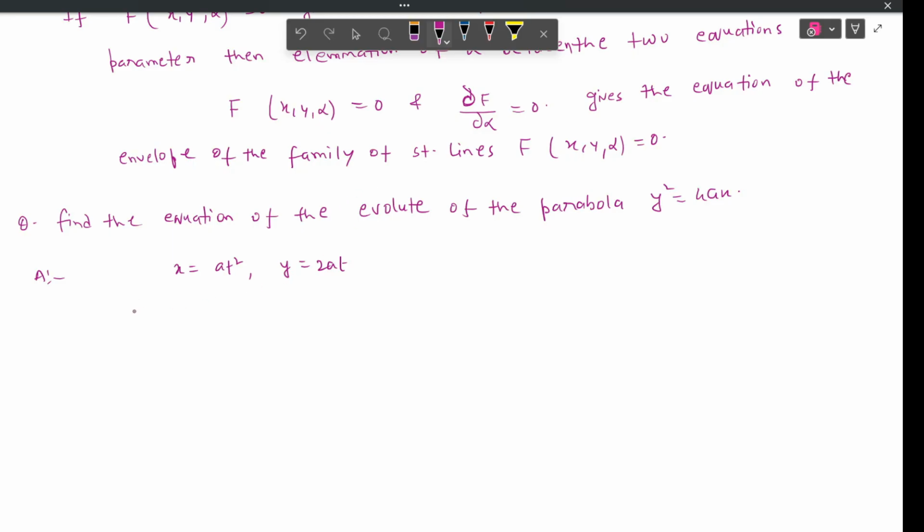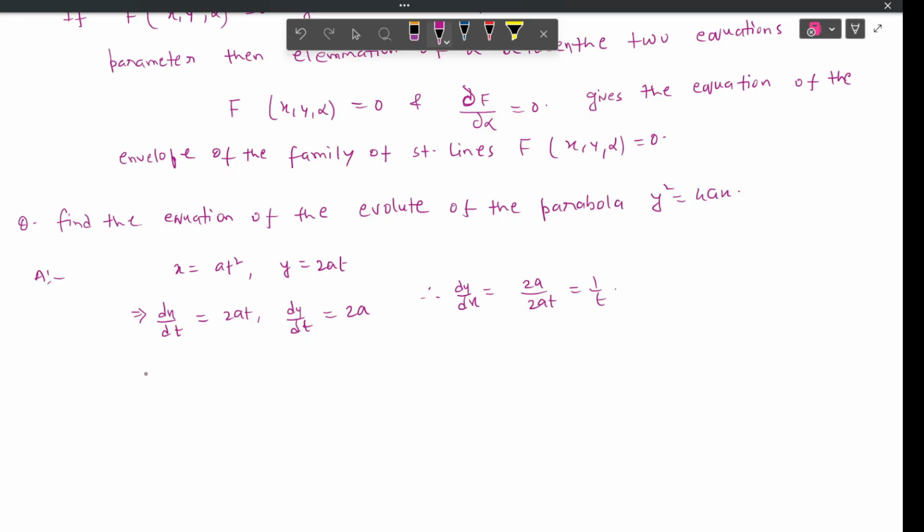Now differentiate on both the sides. We will get dx by dt as 2at and dy by dt as 2a. So what would be dy by dx? This would be dy by dt by dx by dt. So this is 2a by 2at. This is 1 by t.